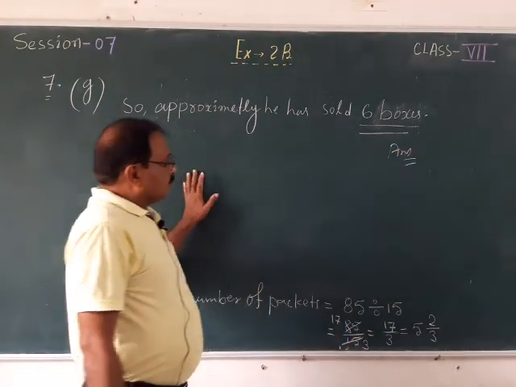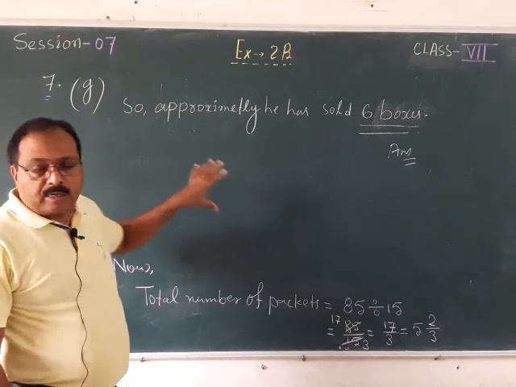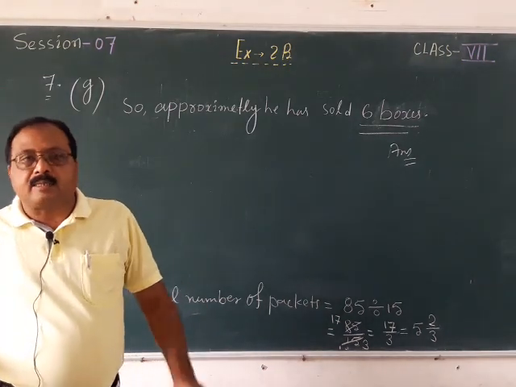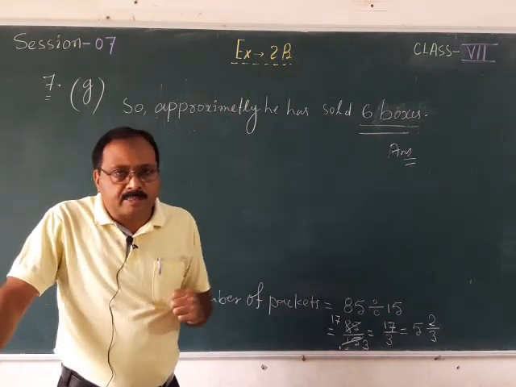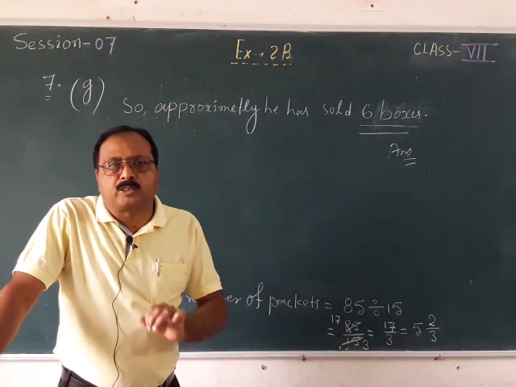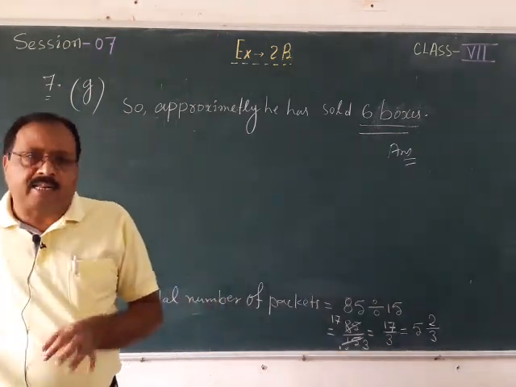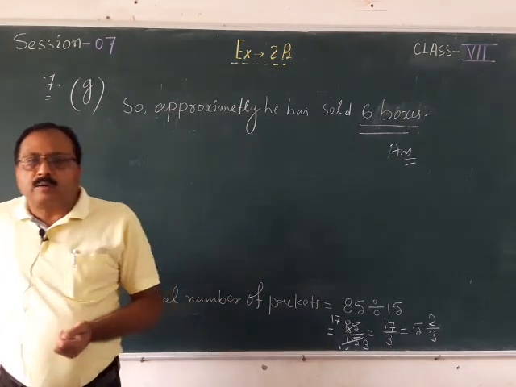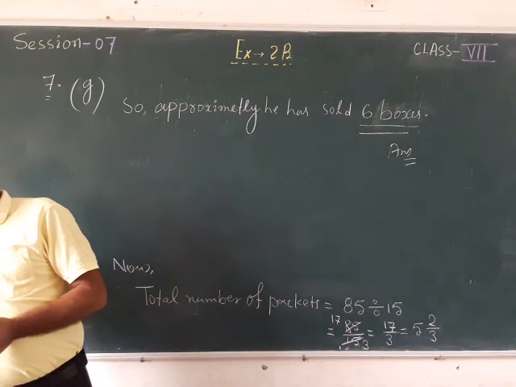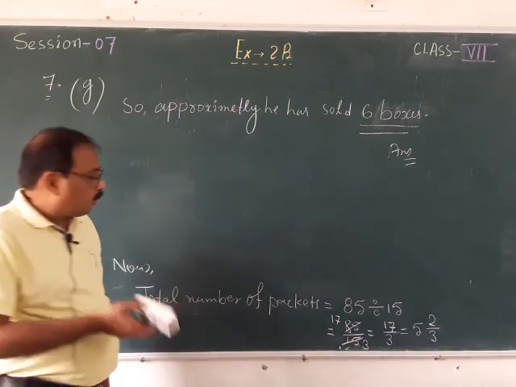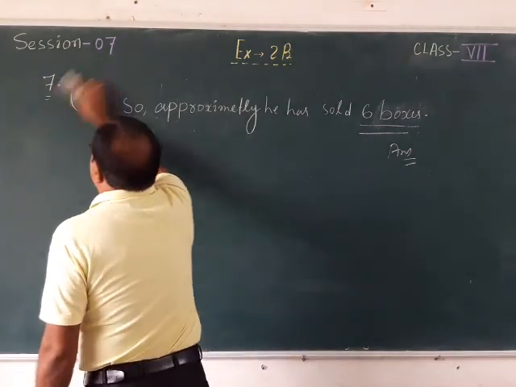So, like that you can do the calculation work and write it. From my side, this exercise 2B is finished. As I told you in the previous class, I will show you a few more questions from 2B. Now 2B is over. After that we have to do one more exercise, that is decimals. So, we are going to start chapter number 3, decimals.